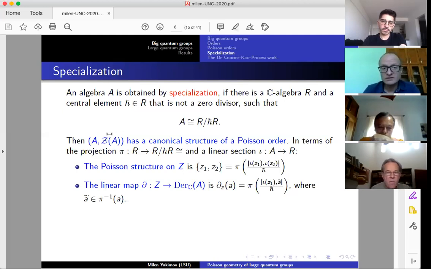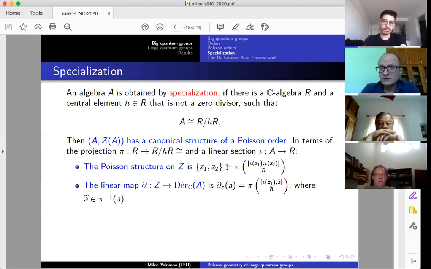So here Z is the whole center of the algebra, and the bracket between two elements Z1 and Z2 is simply defined by picking up their pre-images. If you take the bracket between those pre-images, it would have to be in the kernel of the map pi by a simple argument. Because H was assumed to be not a zero divisor, we can divide that by H, and then project this back to the algebra A. It's a very simple exercise that this indeed provides the structure of a Poisson algebra on Z.